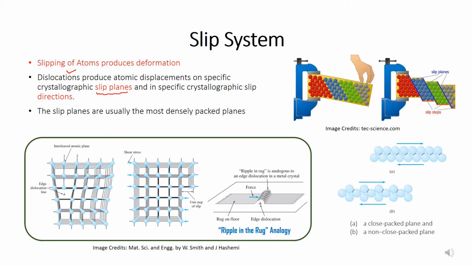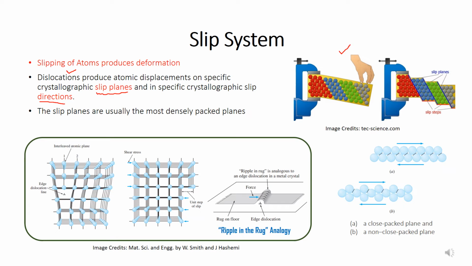Means there are slip planes. On those slip planes, it is easier for the dislocation to move in a particular direction. So the combination of the slip plane as well as the slip direction is known as the slip system, which is responsible for the plastic deformation.